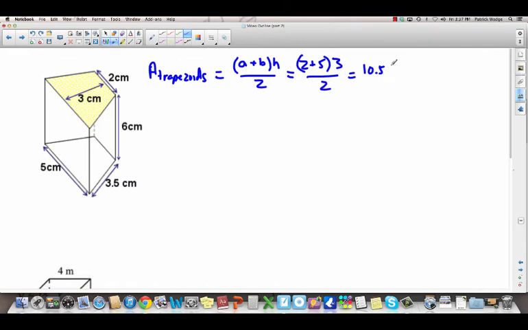How many trapezoids are there? 2. So you get a total of 21. I know, again, this is another one. Why did you divide by 2 and then multiply by 2? They just cancel. I know. I'm just doing this to be crystal clear what's going on.